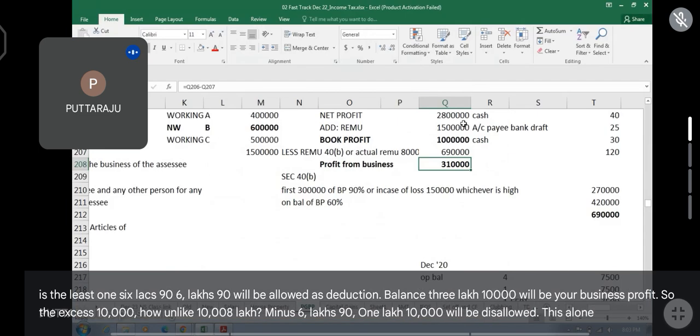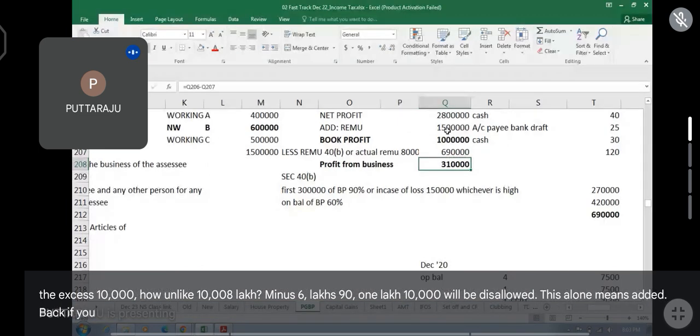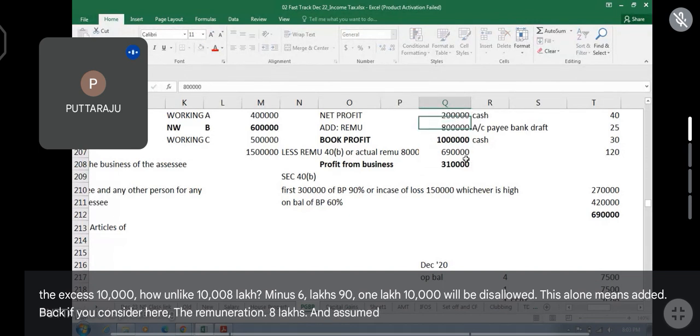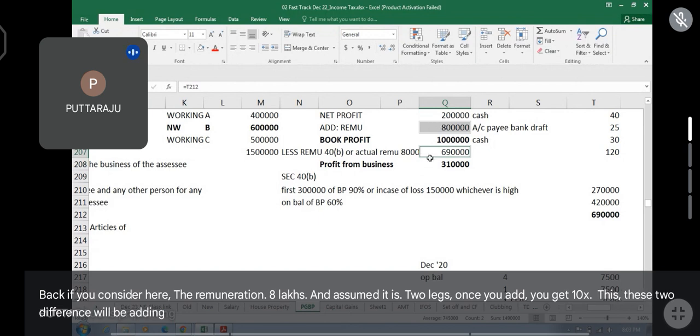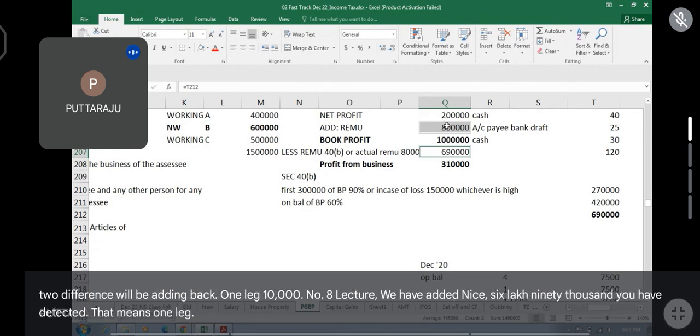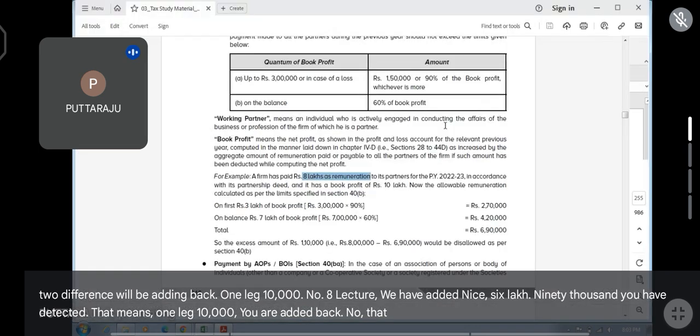Disallowed means added back. If you consider here remuneration of 8 lakhs and assume that profit is 2 lakhs, once you add, you get 10 lakhs. These two differences will be added back, 1 lakh 10,000. No, 8 lakhs you have added, 6 lakh 90,000 you have deducted. That means 1 lakh 10,000 you have added back. No, that is what they are saying here.